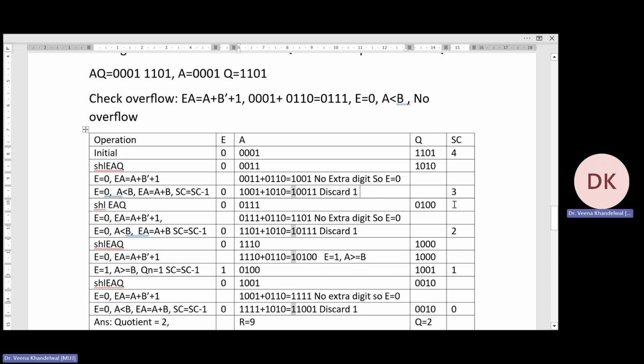Now, once again, one cycle is over. So once again, we perform the shift left operation. We shift this 0 to here. Then the remaining is 0111. And then this 1 of Q is shifted here. What is remaining here? 010. So the 010 is there.